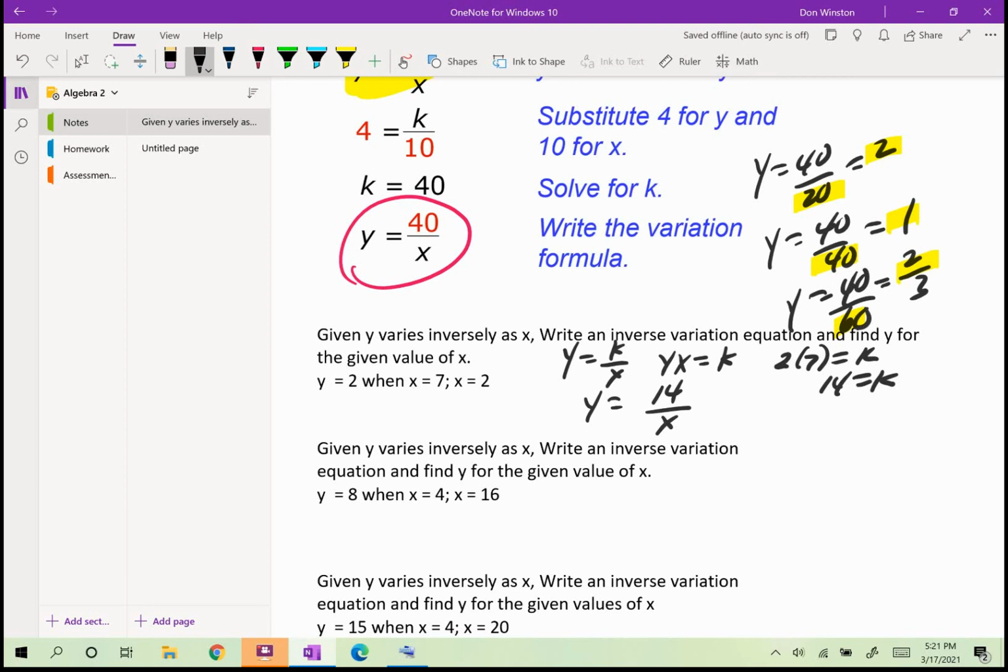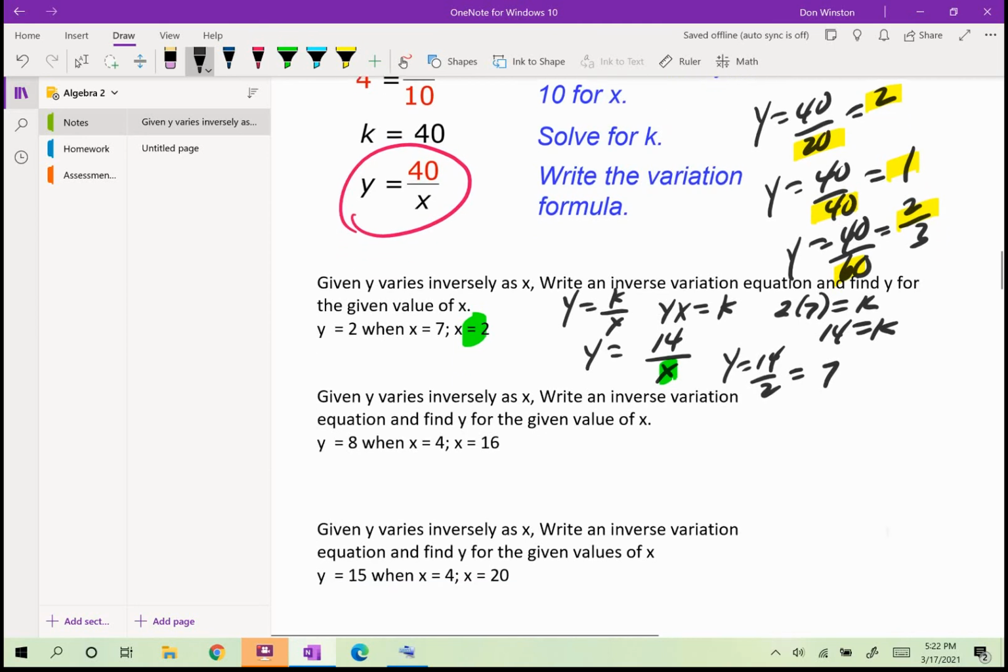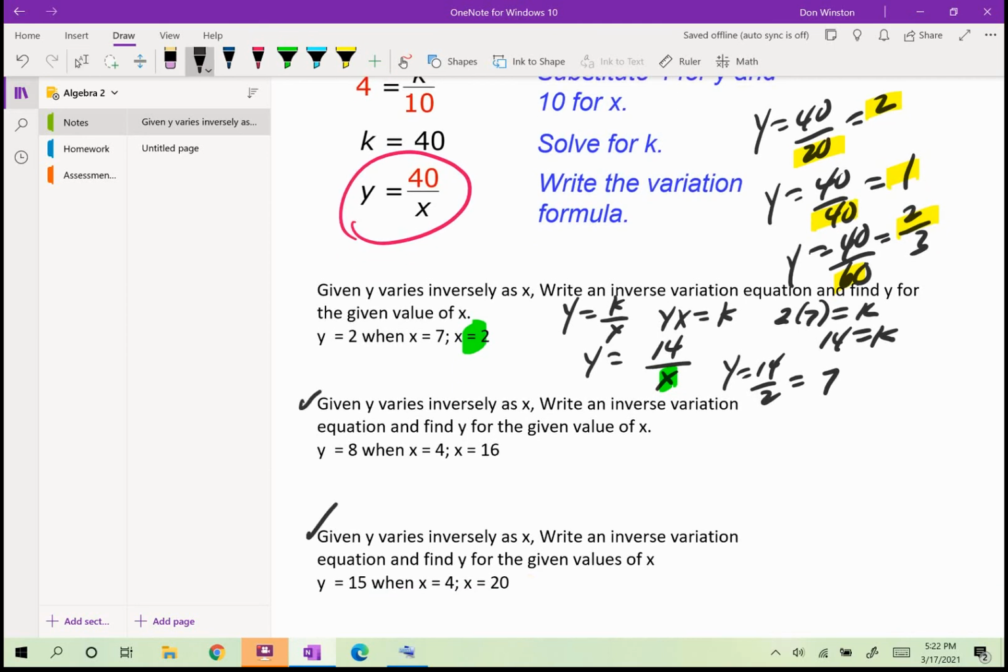Find y for the given value of x. So when x is equal to 2, y will equal 14 over 2 equals 7. Okay. And try the next two on your own.